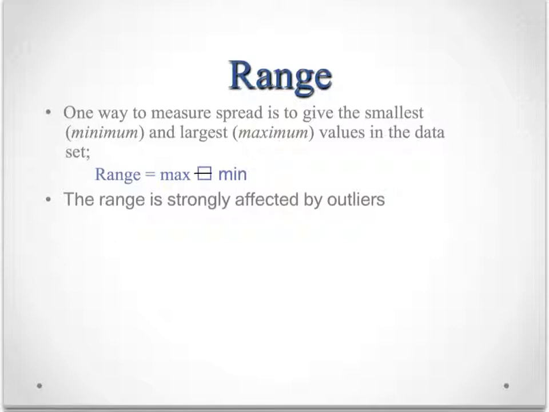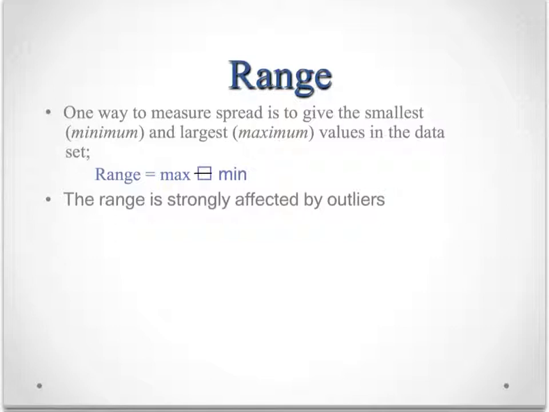Now, range is probably the simplest, most straightforward way to measure spread. The first thing you do is take the maximum value and subtract the minimum value. That tells you what values your data covers. So if one of your variables in a study you've done is age, you look at your age range, youngest to oldest in your group. And it's really strongly affected by outliers.